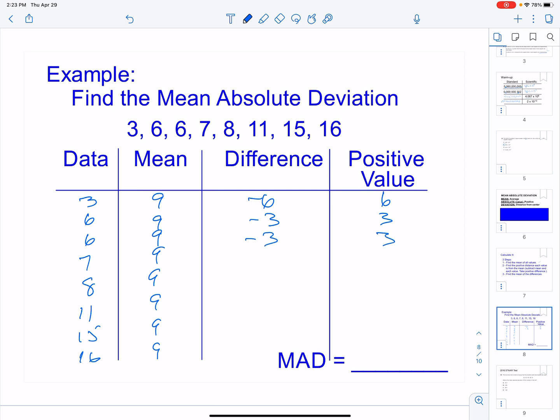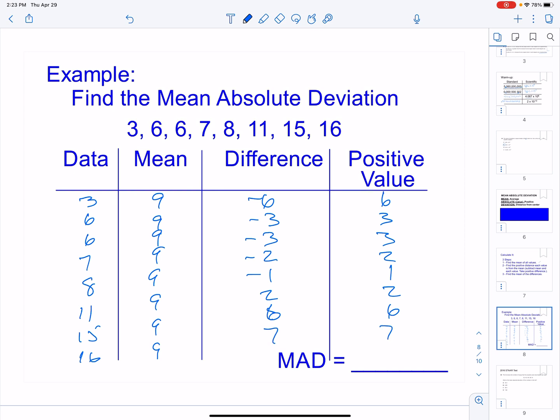6 minus 9, negative 3. So 3. 7 minus 9, negative 2. So I take the positive, 2. 8 minus 9, negative 1. So 1. 11 minus 9, 2. 15 minus 9, 6. And 16 minus 9, 7.